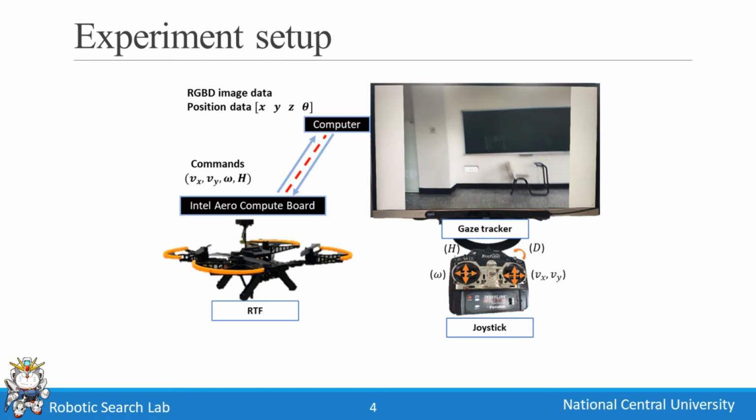The human controls the UAV via a joystick. The joystick inputs are velocity Vx and Vy, turn rate command omega, and height h. The monitor displays streaming RGB images from the UAV. The gaze tracker captures the human gaze data. The computer on the UAV and the ground station exchange joystick commands, RGBD images, and robot positions.